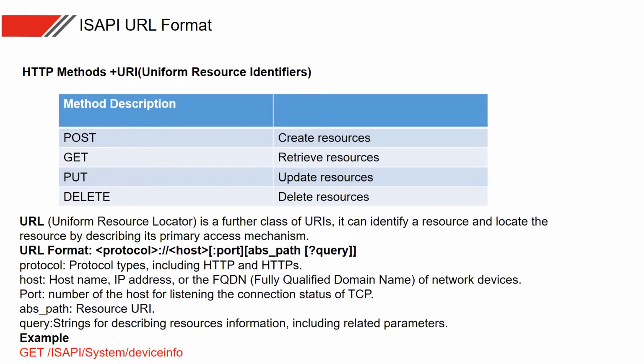We have many commands, so you need to find the correct command to do that. Here we show an example at the bottom: get/xrp/system/device info. By calling this command, you will get the device information from the device. You will get the detailed information from the device. I will show the example later here.